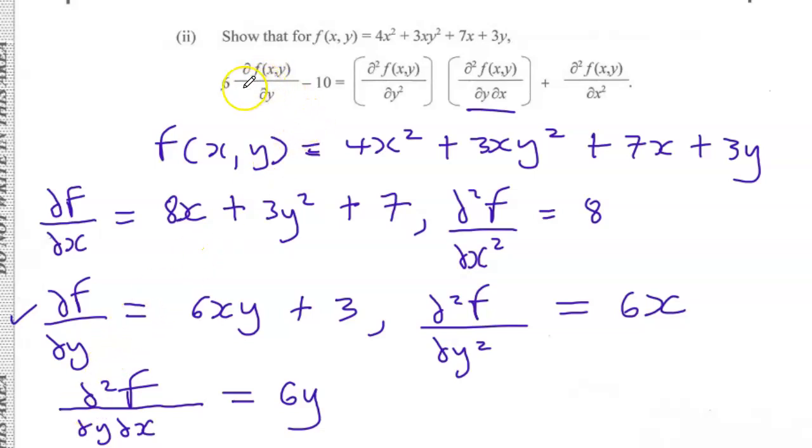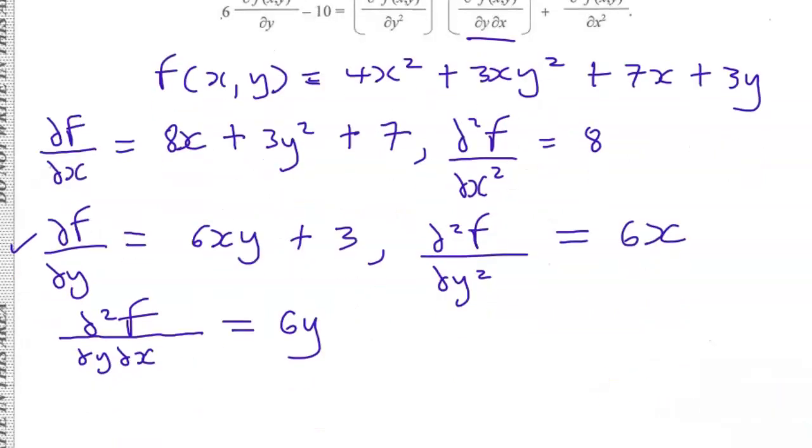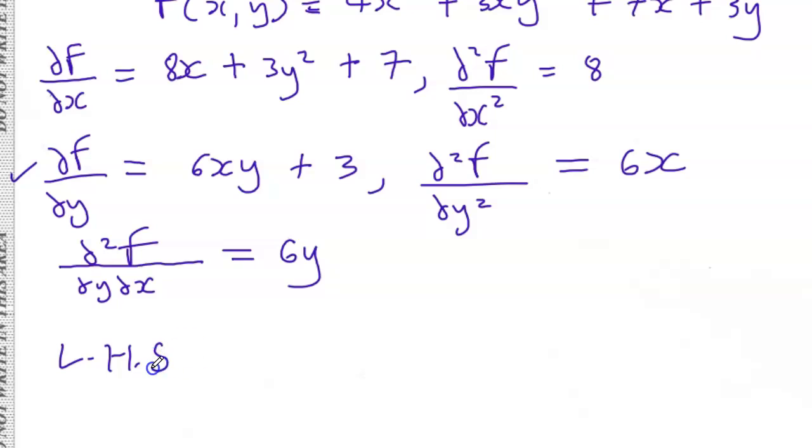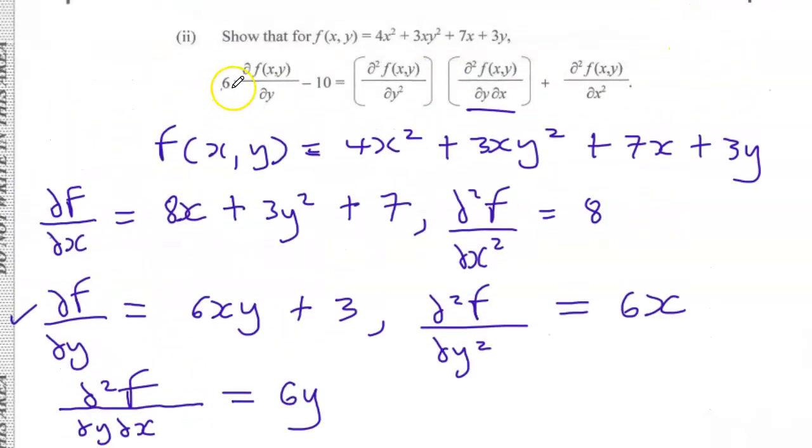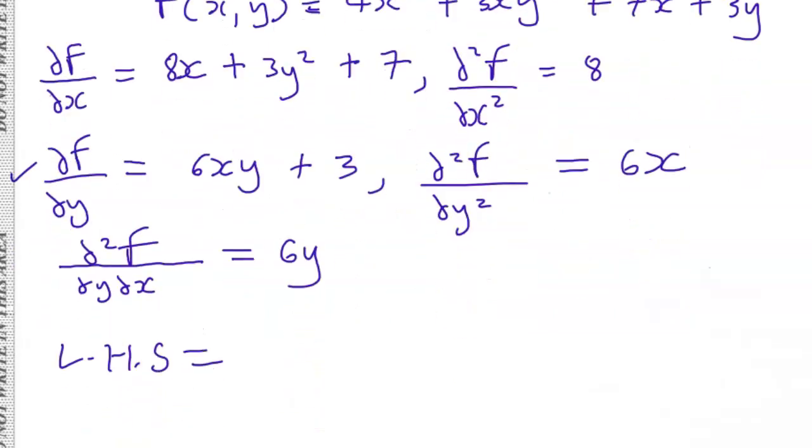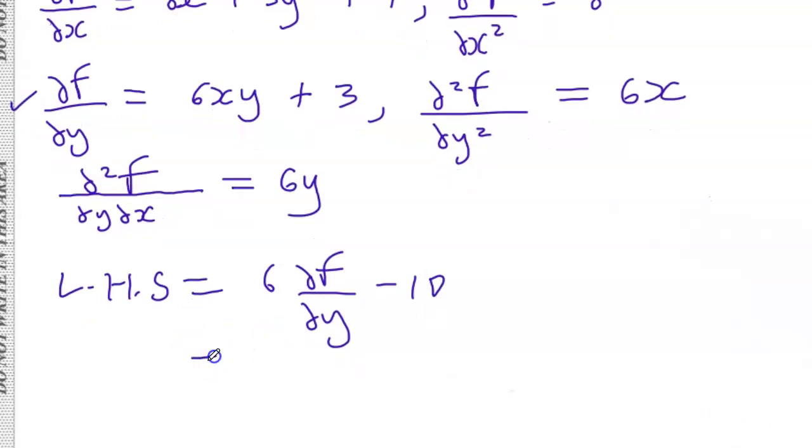Now to do the proof, we're asked to show that 6 partial f by partial y minus 10 is equal to what we have on the right hand side. Let's work out the left hand side first and then the right hand side after, and see if we have the same thing. The left hand side is 6 partial f upon partial y minus 10. Partial f by partial y is 6xy plus 3, so that's 6 times 6xy plus 3, and we have minus 10.